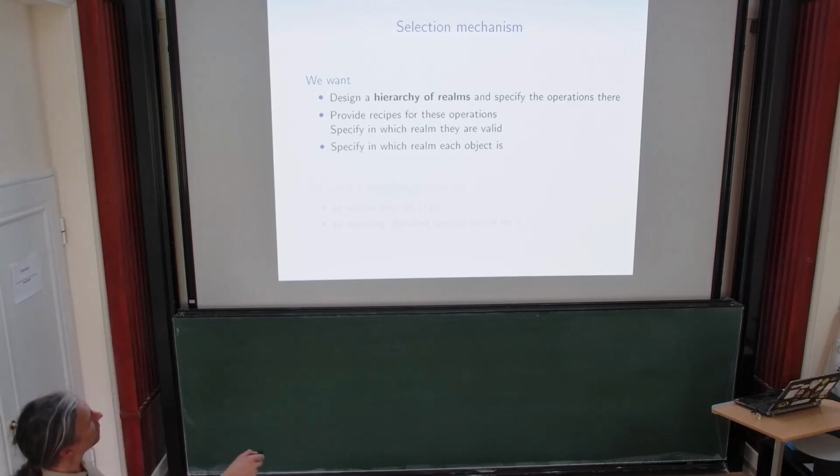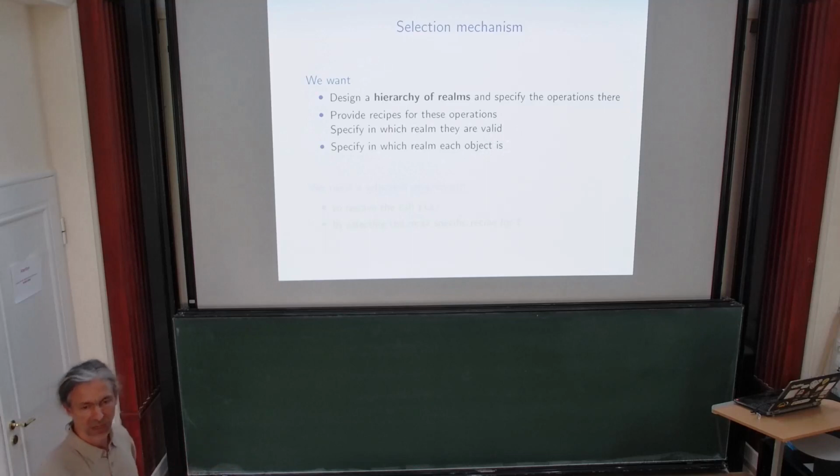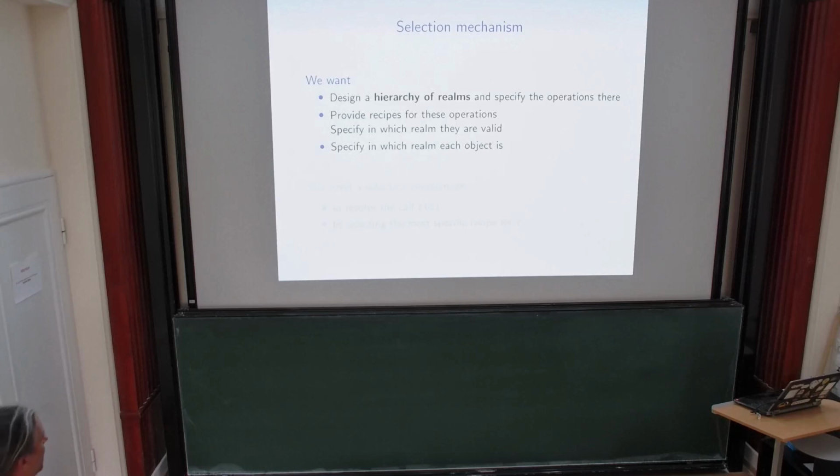And specify what the operations are there, provide recipes for each operation, specify exactly for which realm which operation is available, and then whenever I have an object, specify in which realm the object is. So this object is an element of the semigroup, and because of this, I can look at the realm of semigroups and take this operation and apply it to it.